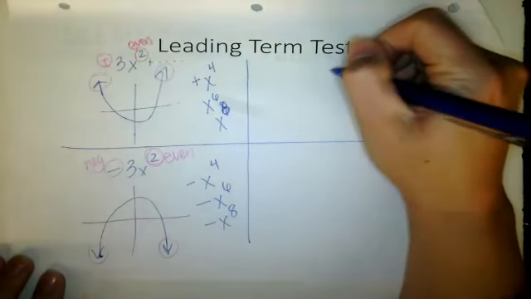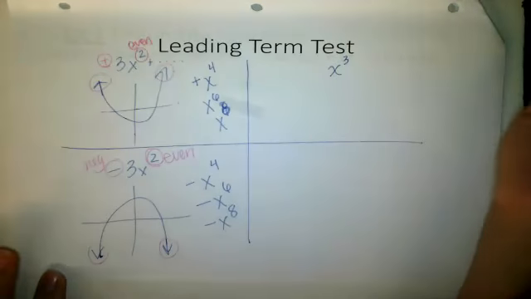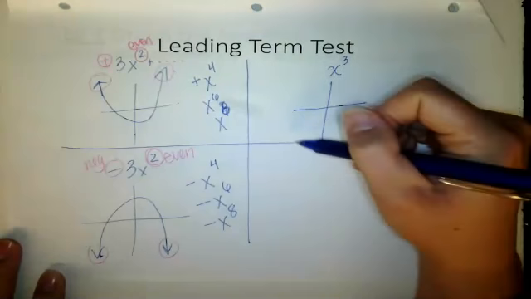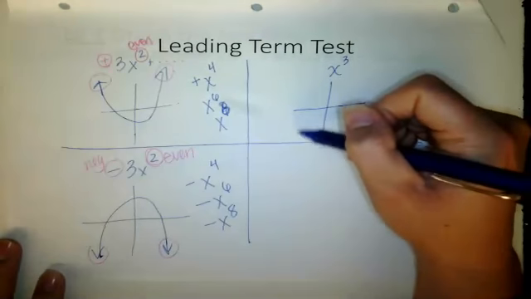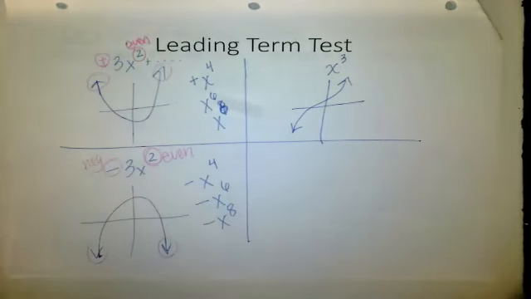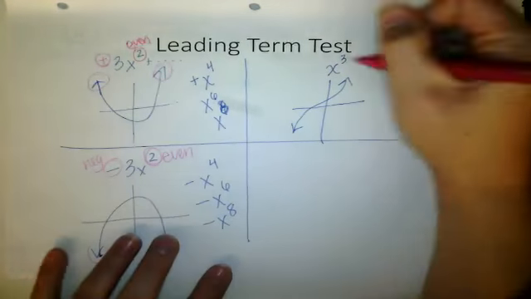What does x cubed look like? A little squiggle. Does it start low on the left? Yes. So it's a little squiggle like this. All right, I call these odd arms. Why?